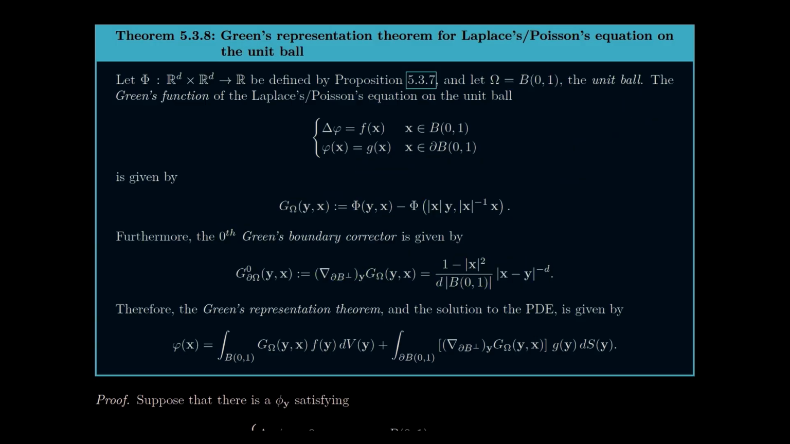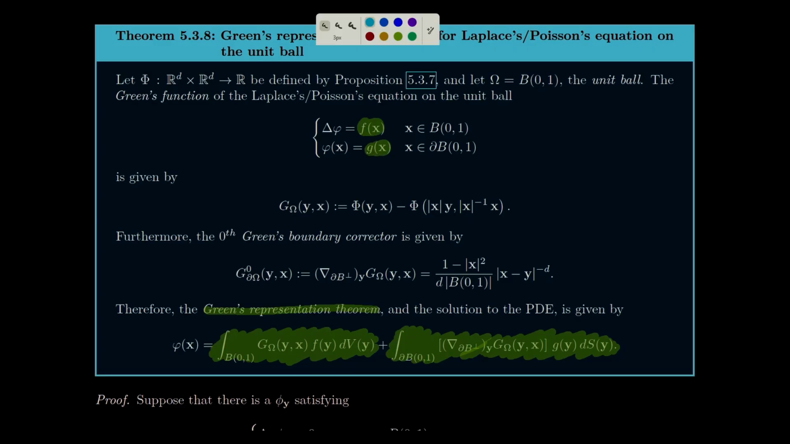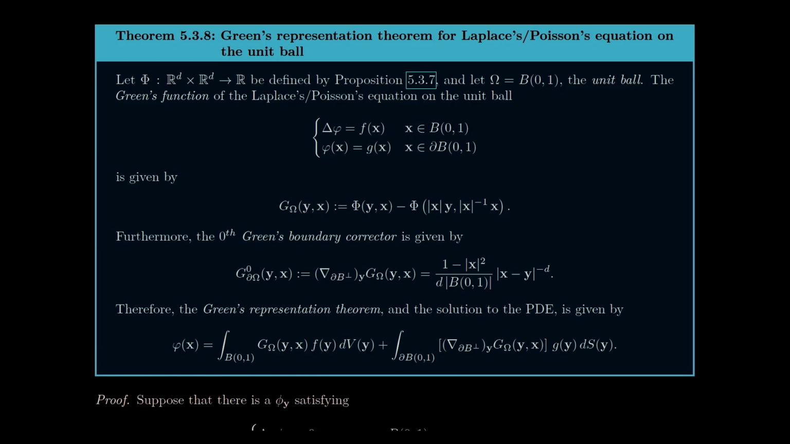And then you immediately recover a representation theorem from this, as in the previous section. Just like in the previous section, the representation theorem is the Green's function with boundary value 0 against the right-hand side of your PDE, integrated over all of the domain, plus the Green's boundary corrector, which I've written in its outward unit normal form, against the boundary value of the PDE, integrated over the boundary. So just keep in mind, you integrate over a volume, and you integrate over a boundary for every Green's representation theorem you see.